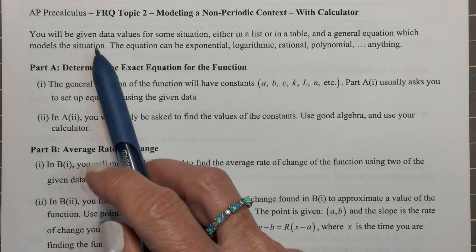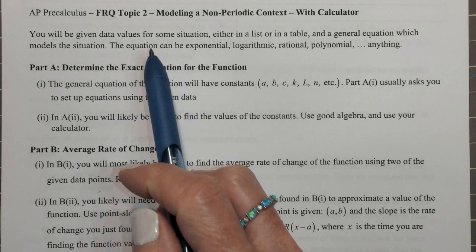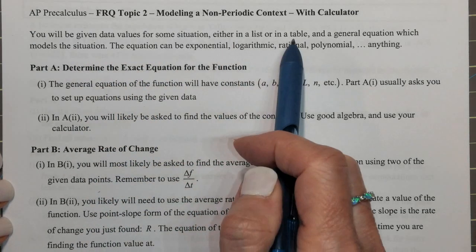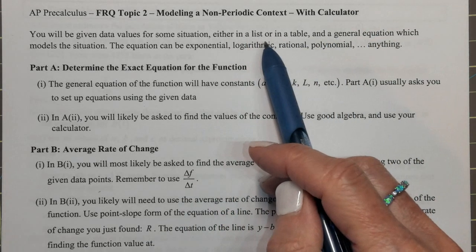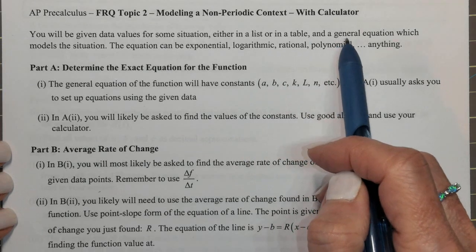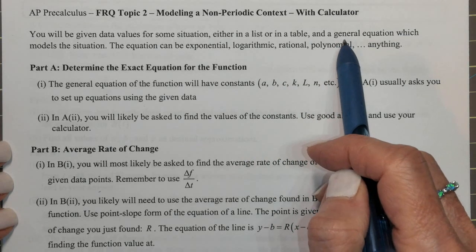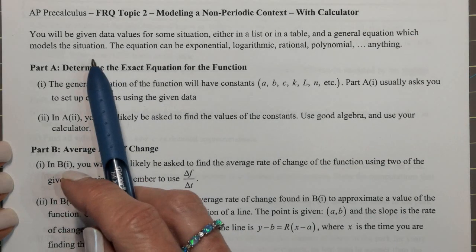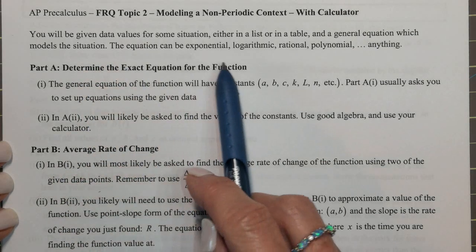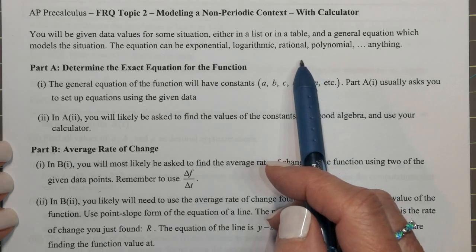So you're going to be given data values for some situation. These might be in a list or in a table or just verbally. Okay. They will also give you a general equation that models the situation that's being described. The equation can be anything.